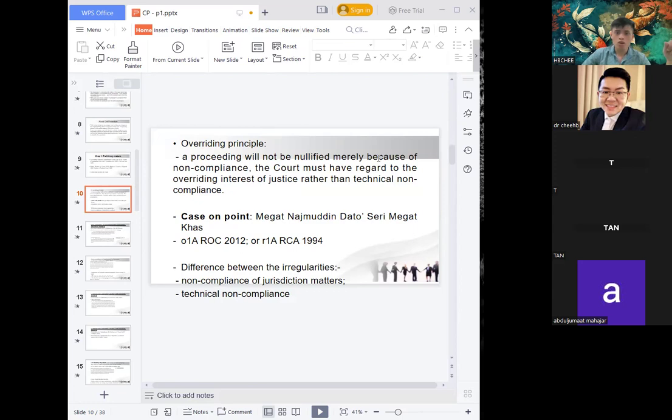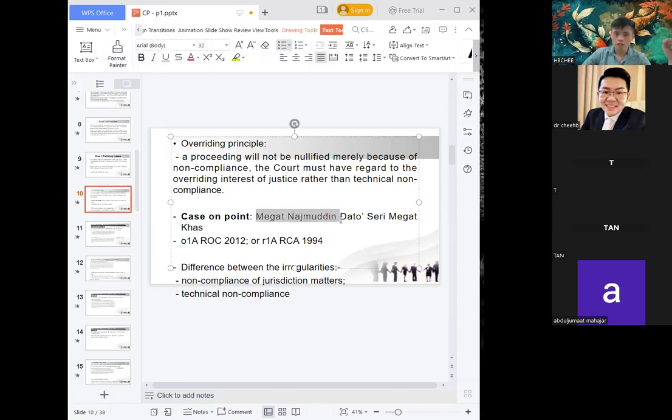Okay, so the overriding principle is that when you did something wrong, that doesn't mean that your trial will be thrown out. You cannot simply say, oh, right now I did something wrong, and then my case is thrown out. The overriding principle is a considering factor under the court's discretion as to whether your non-compliance is fatal to your case. The case on point is Megat Najmuddin Dato Seri Megat Khas, and it can be found in Order 1A of the Rules of Court 2012.